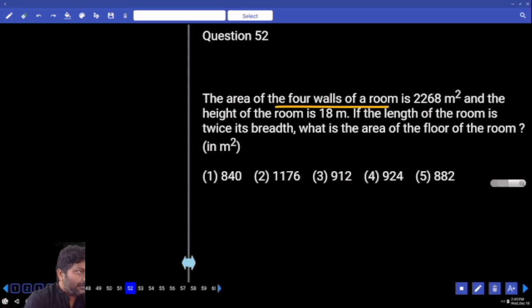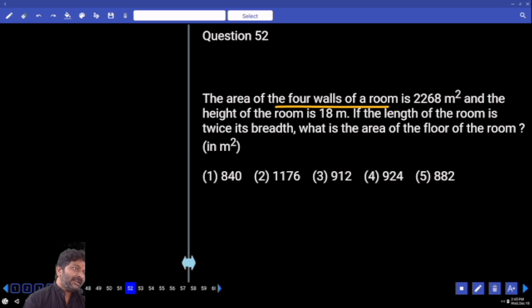Assume this is the room. What is this called? Height. This one? Breadth. So to your front side and back side there are 2 walls. To your left and right there are 2 walls. Left and right similar walls, front and back similar walls. Front side you can see 1 wall and its area is BH. Back side also BH, which is 2 BH.